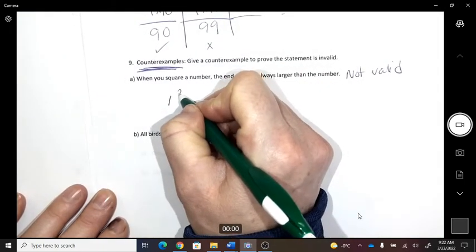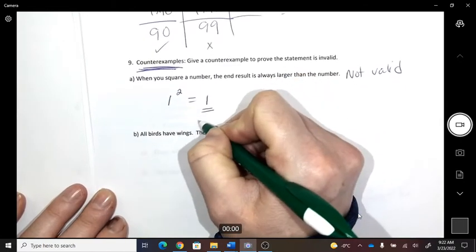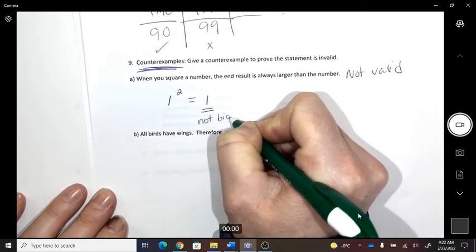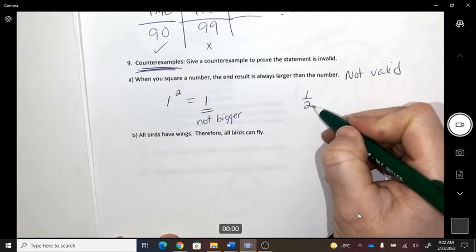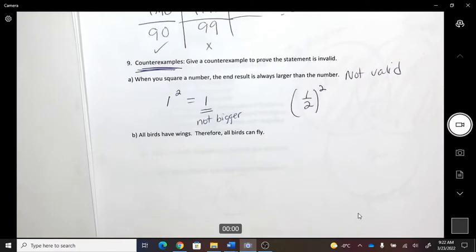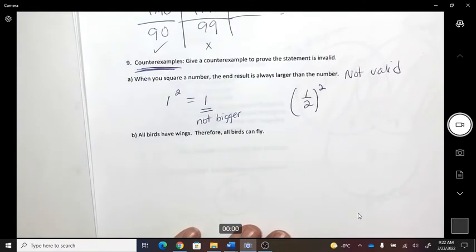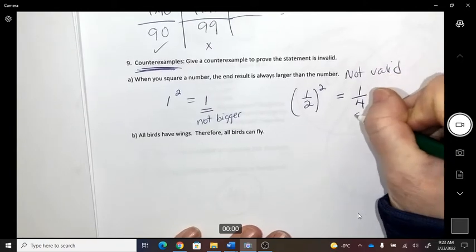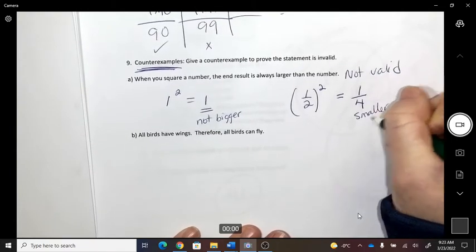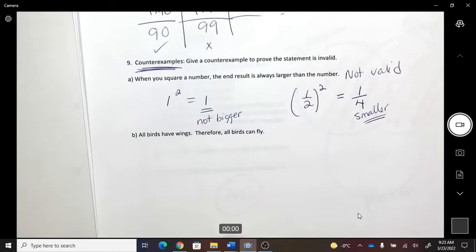1. When we squared 1, it didn't end up bigger. Also 0, right? And then also, do you remember something else that we did? Do you remember squaring like a fraction? What happens when you square fractions? The square actually gets smaller, and then that shows you that that's not true.